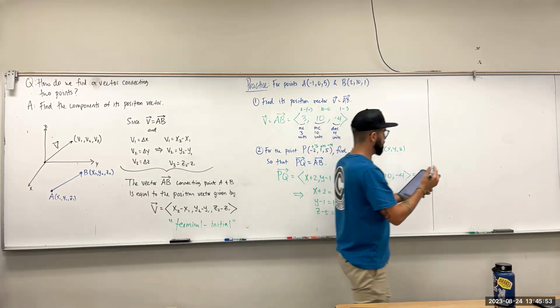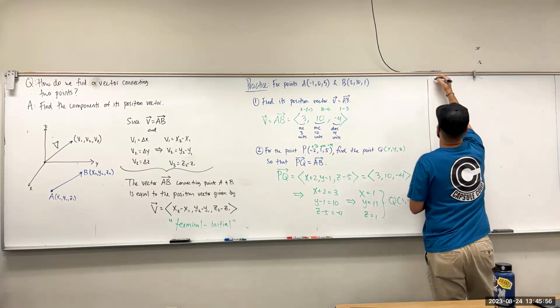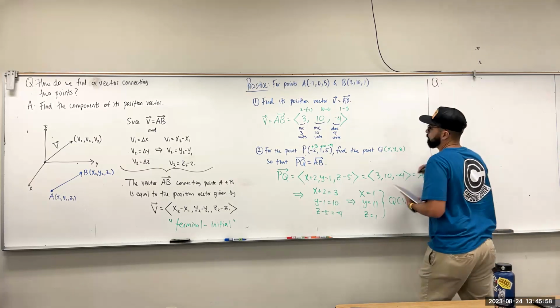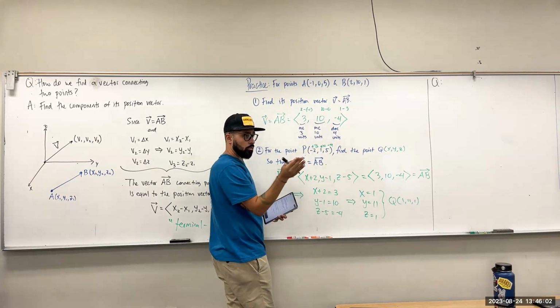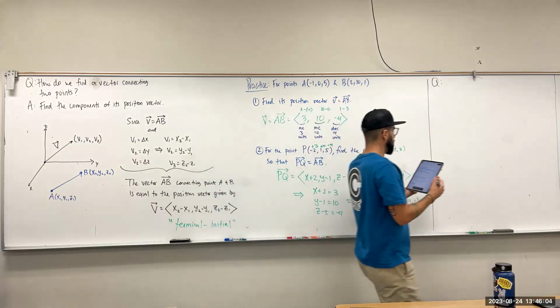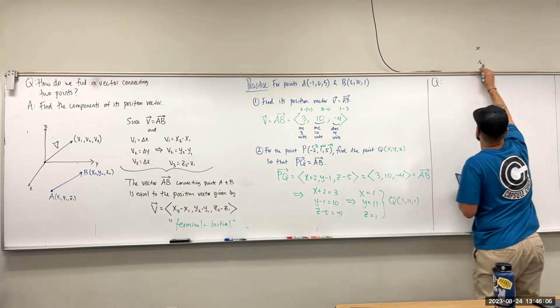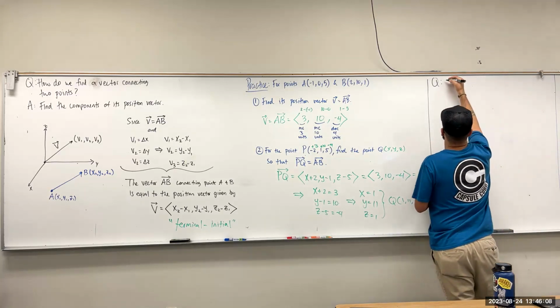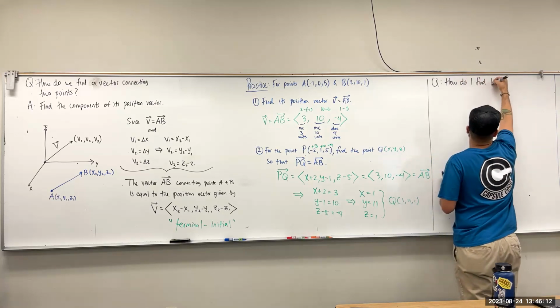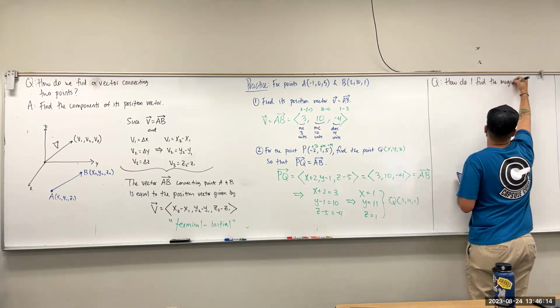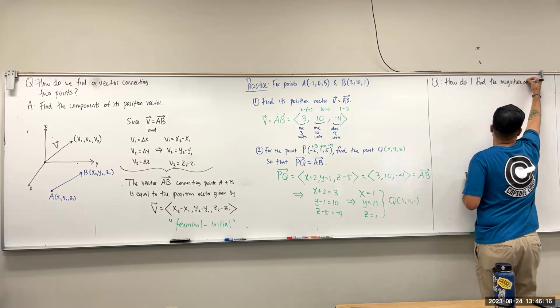So now let's talk about magnitude. This gives us the direction of the vector, right? It tells us how it's moving. So now we want to figure out, how can I tell how long it is? It's magnitude. So how do I find the magnitude of a vector?